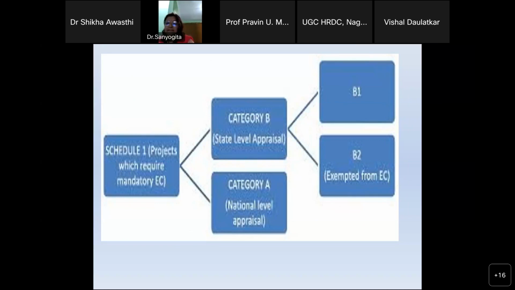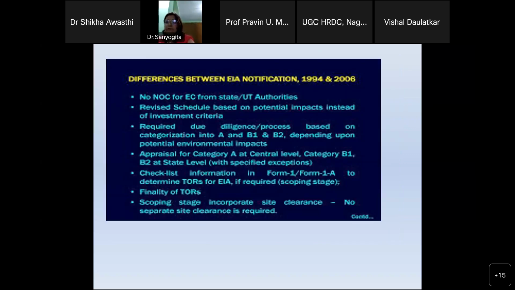While at the state level, the authority has classified the projects into two further categories as B1 and B2. B1 requires the environmental clearance, but B2, the small projects regarding the formation of development or expansion projects, have been exempted from the environmental clearance. So this is how the notification was modified in 1994, and more stringent laws such as public hearing as well as the environmental clearance were added in the notification of 2006.